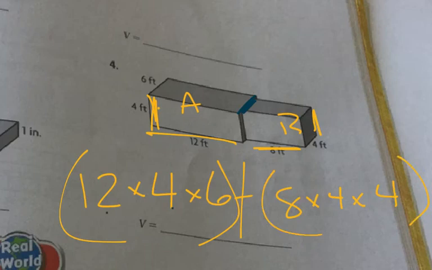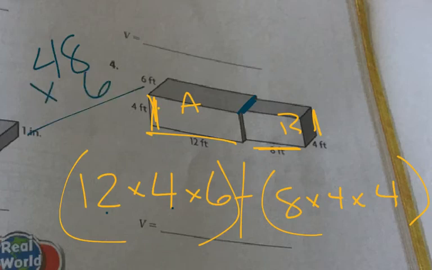12 times 4 is 48, so I'm going to do 48 times 6. 6 times 8 is 48. 6 times 4 is 24, 25, 26, 27, 28. 288.